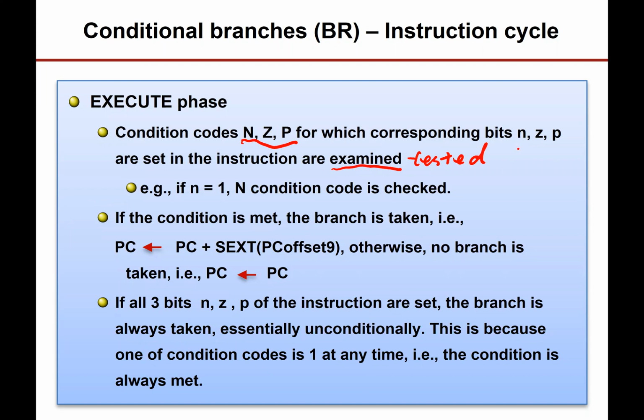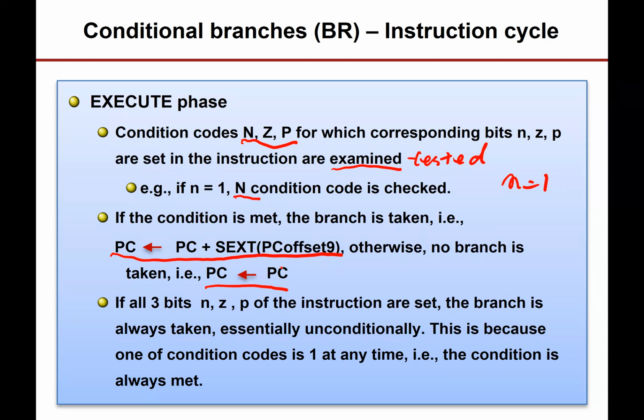So for example, if you set n equals 1, this means you want to check n because z and p are 0. So this means 0 AND with any number, the result is 0, right? So this means you want to check the capital N condition code. If the condition is met, the branch is taken here. This is the branch, the new PC. If not, then it is the PC.